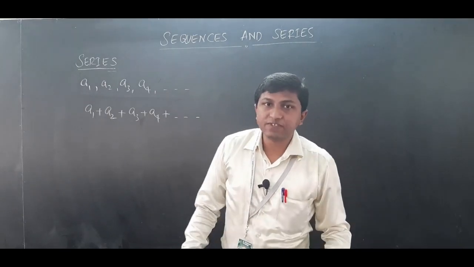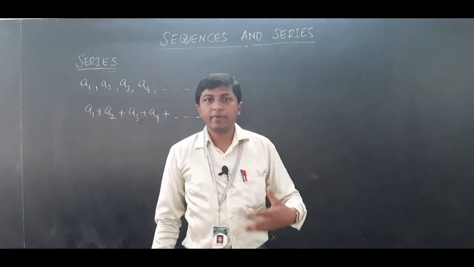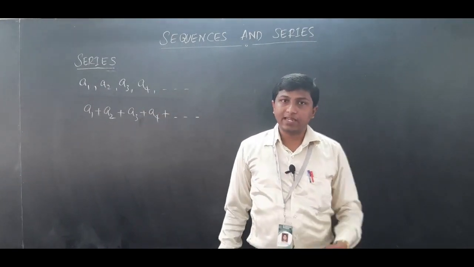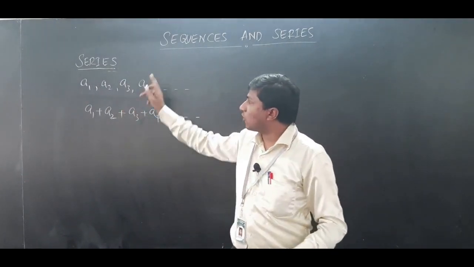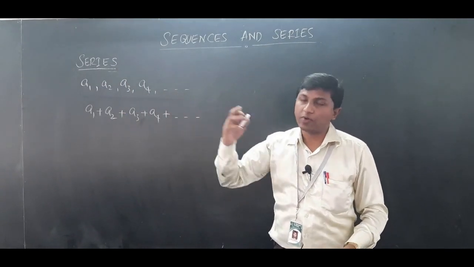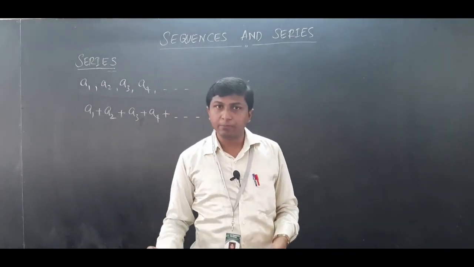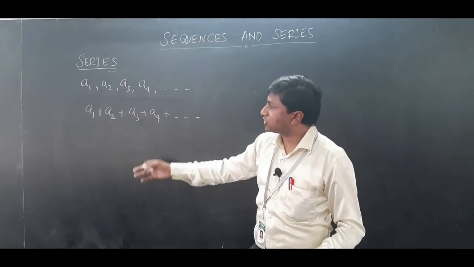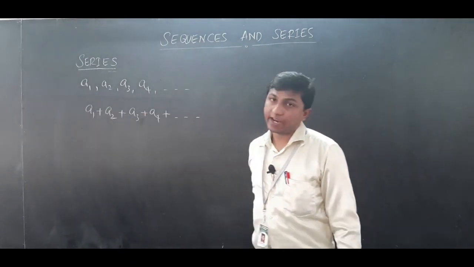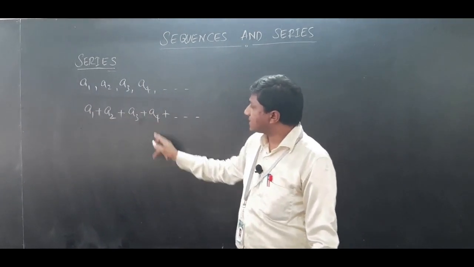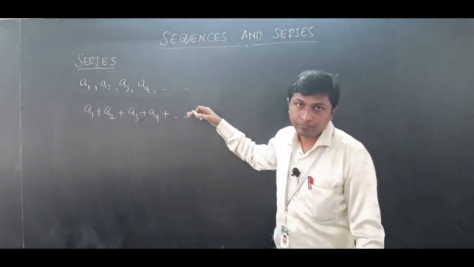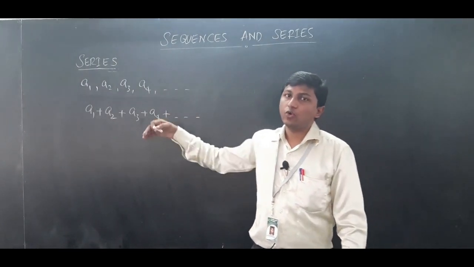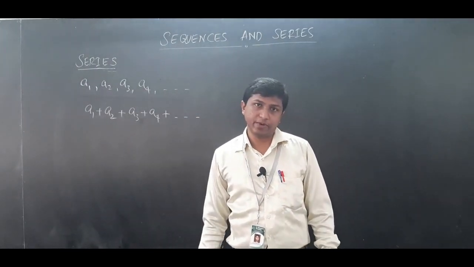So the definition of series of numbers, we might say it like this: let A1, comma A2, comma A3, comma A4, comma so on be a sequence of numbers, then the expression A1 plus A2 plus A3 plus A4 plus so on is called the series associated with this particular sequence.